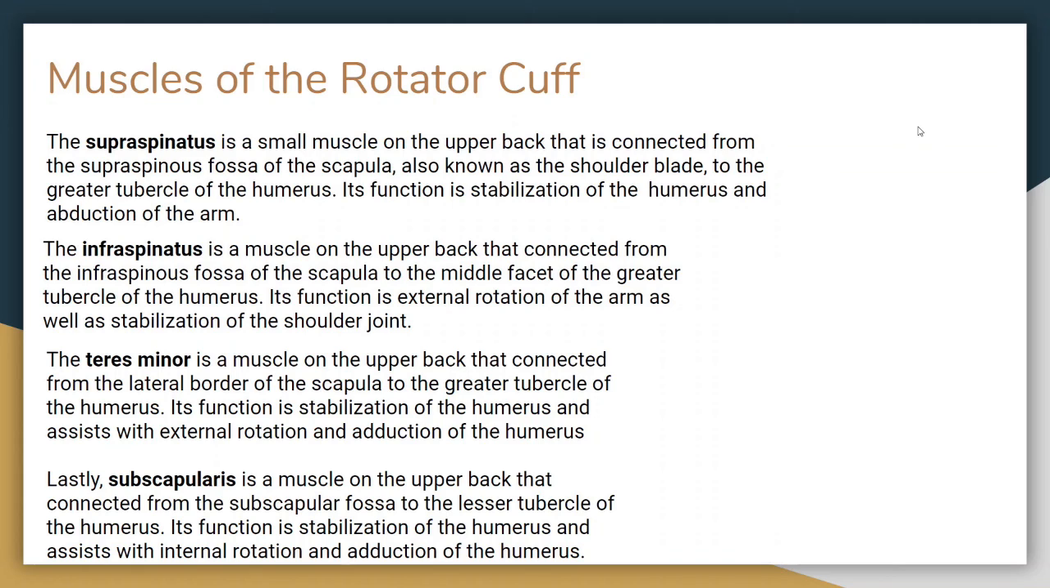The supraspinatus is a small muscle on the upper back that is connected from the supraspinatus fossa of the scapula, also known as the shoulder blade, to the greater tubercle of the humerus. Its function is stabilization of the humerus and abduction of the arm.